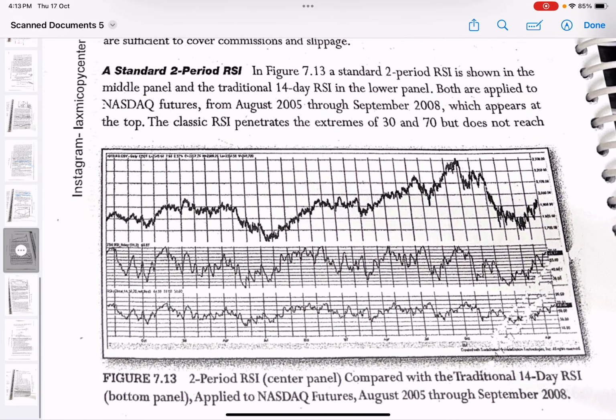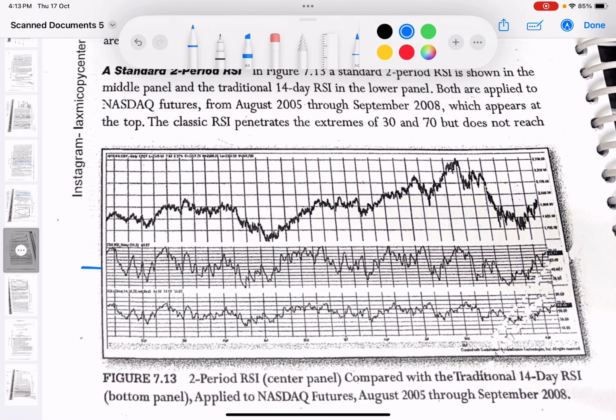Let's come to this now. A standard 2 period RSI. So in this figure given, we have the 2 period RSI in the middle. This is the 2 period RSI. Hope you can see it. And this is the chart of Nasdaq futures from August 2005 to September 2008.